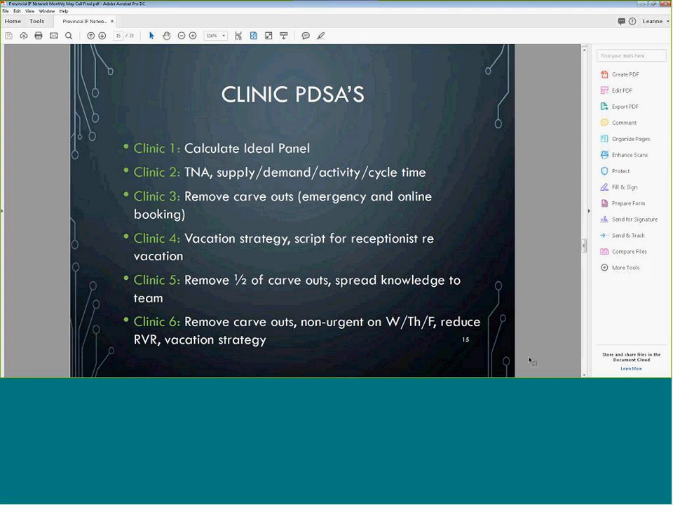This clinic was a single physician who wanted to work on removing all of his carve-outs. He worked in a larger clinic. What he found was that because of the policies at the clinic, he wasn't able to remove his online booking, because either all of the physicians had to remove it or none of them. He also wasn't able to remove his emergency slots because of the clinic's policies.